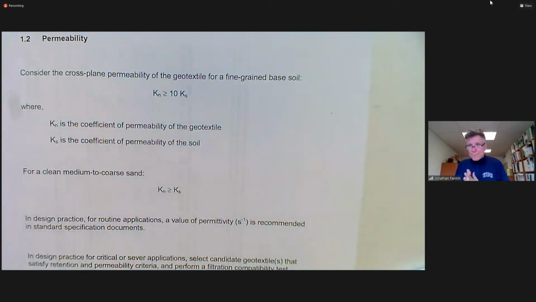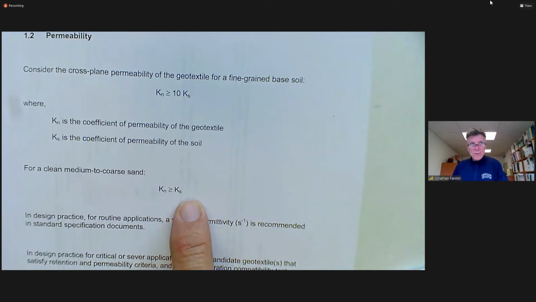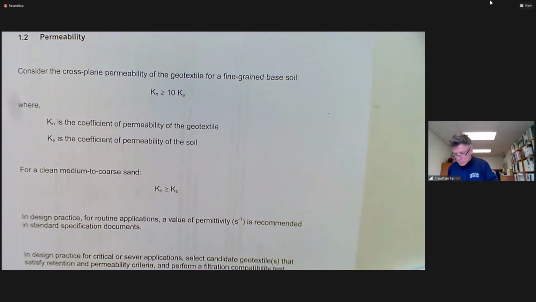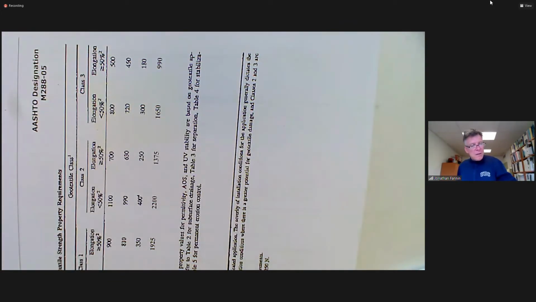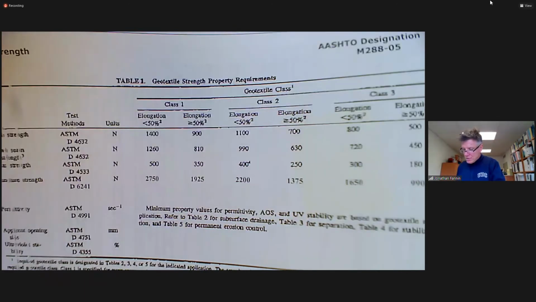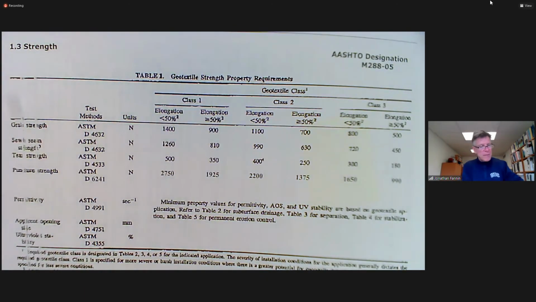The proof comes from running a filter compatibility test, such as gradient ratio or hydraulic conductivity ratio, okay? And I can pretty much cover off, and I'm going to do it a little bit collectively, what about the matter of tensile strength? The Canadian Foundation Engineering Manual.